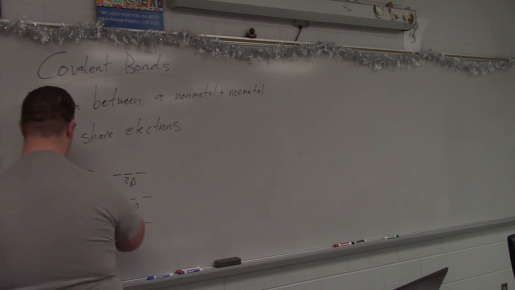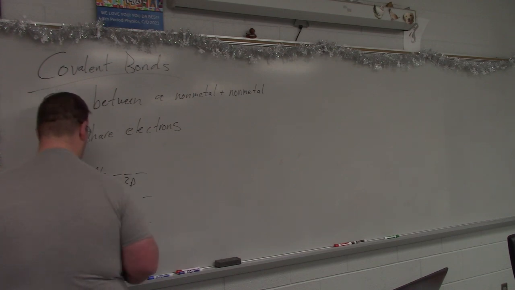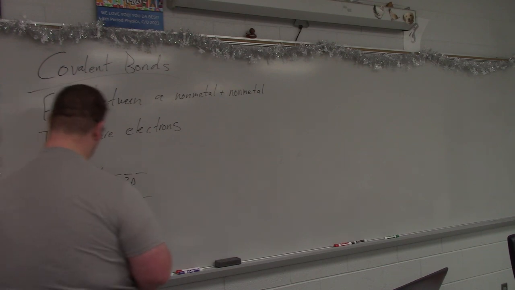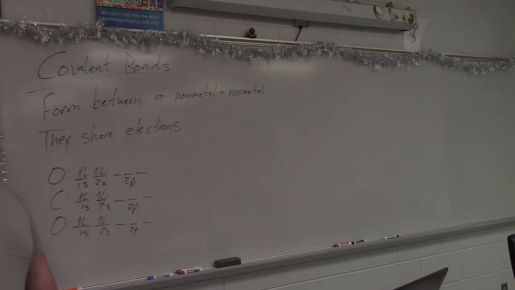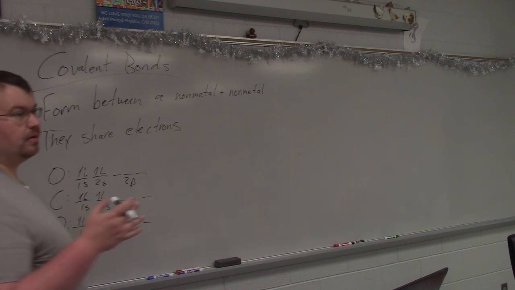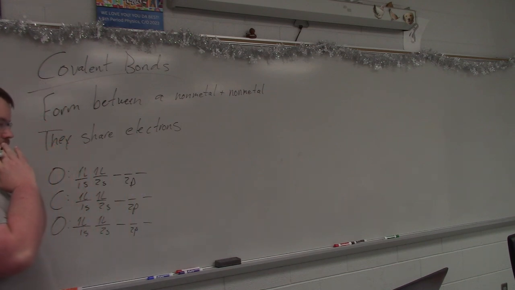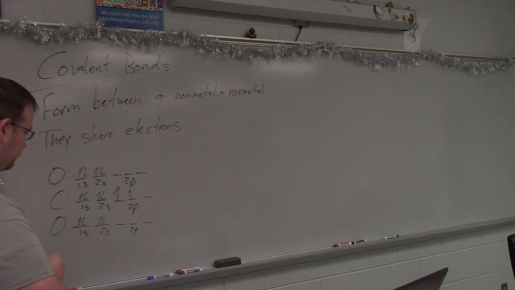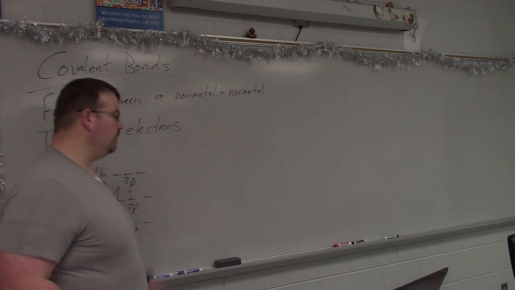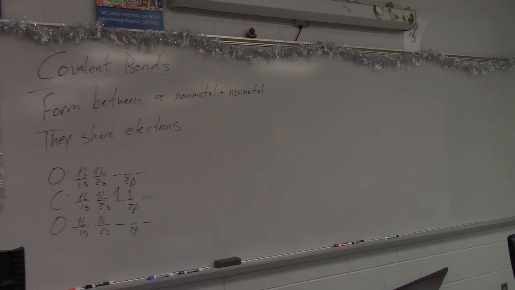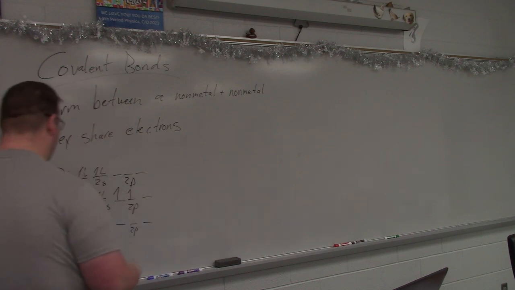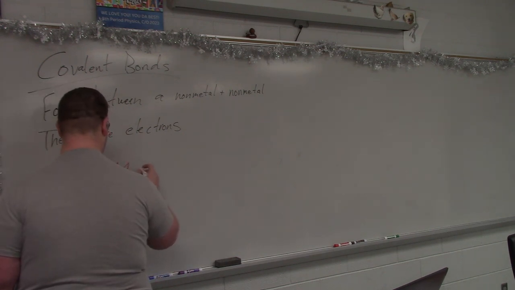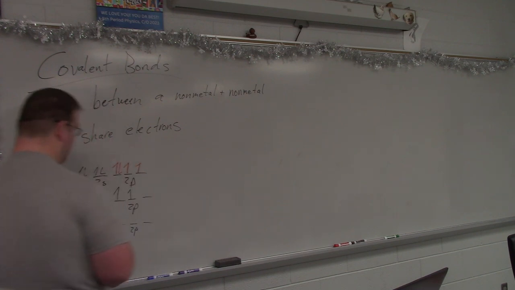Now, whenever you look at this, the 1s and the 2s are full for all of them. The difference comes in here. So with carbon, how far in does carbon go in the second row? Two places. So that means we have two valence electrons, one, two. Now here comes the weird thing. Look at oxygen. How far in is oxygen? Four places. So it has four electrons: one, two, three, four.